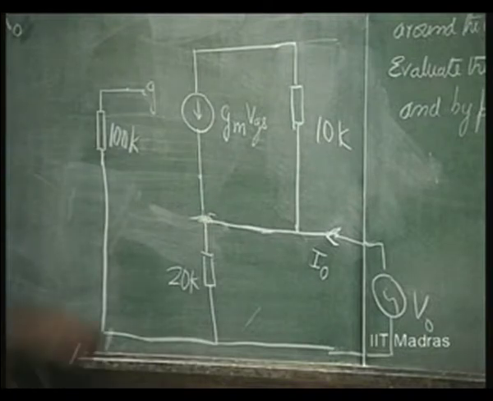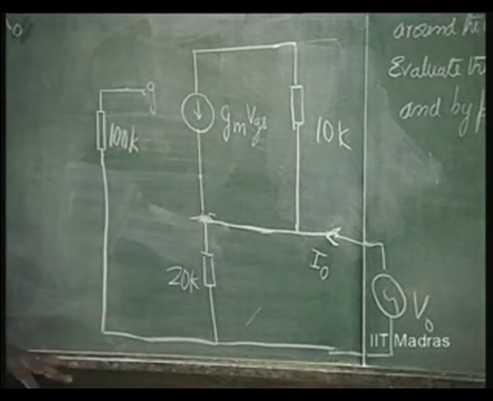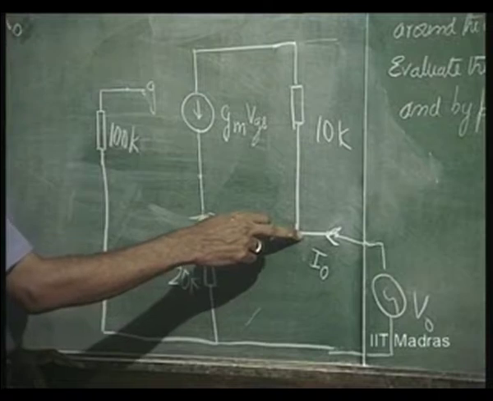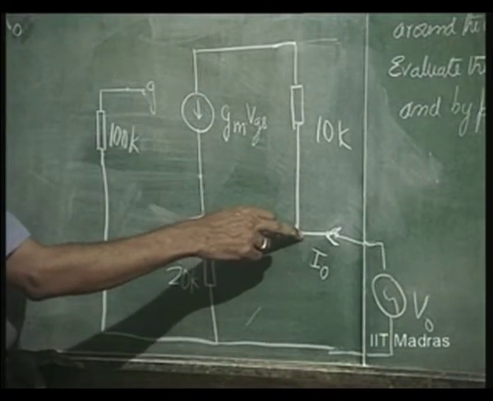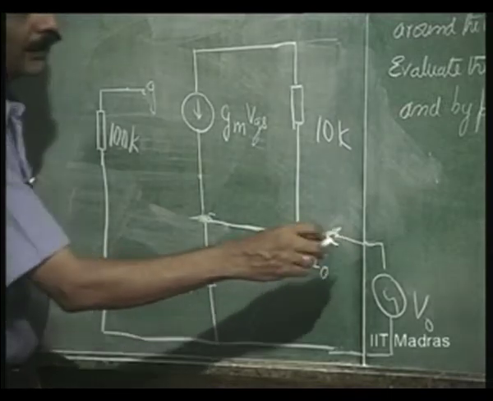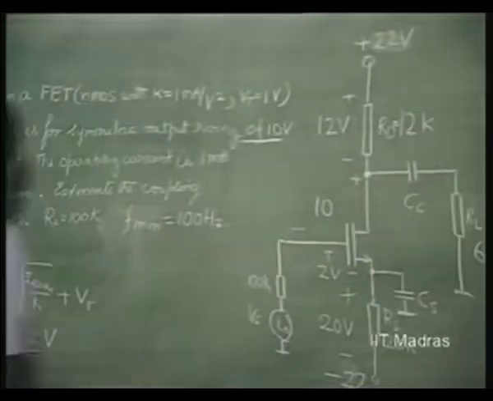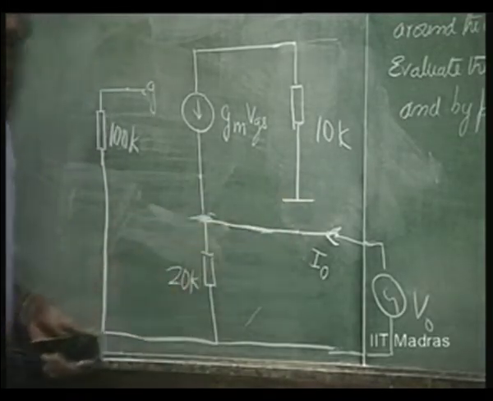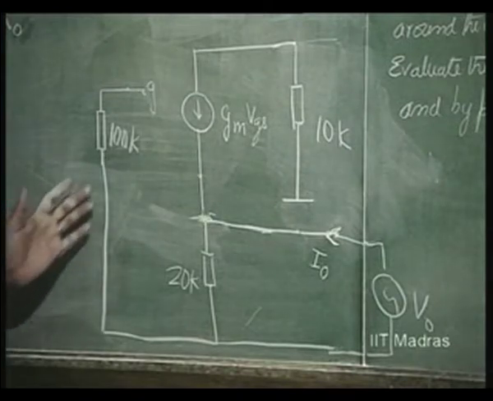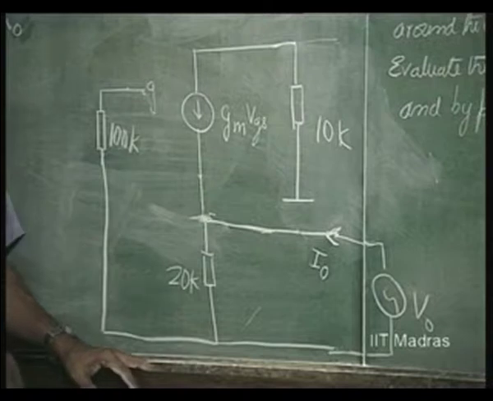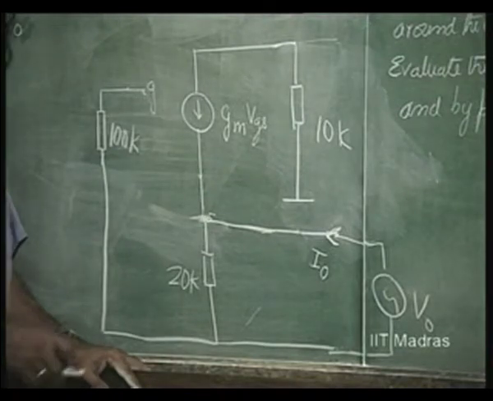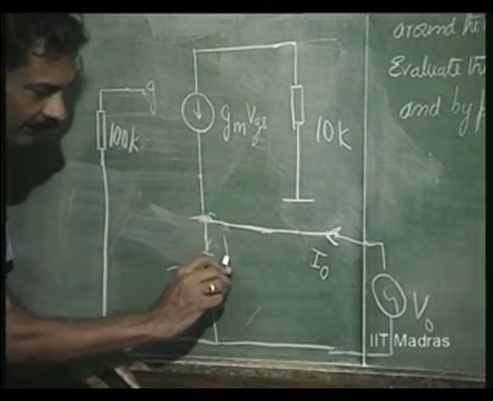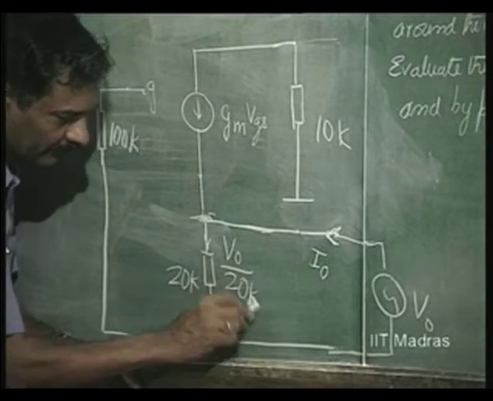Here, please look at the circuit in this case, right. One end of this 10K is connected to ground. RDS is equal to infinity, so no RDS. So, now if this is V naught and I naught is what we have to find out, this current is V naught by 20K. This is simple, right?